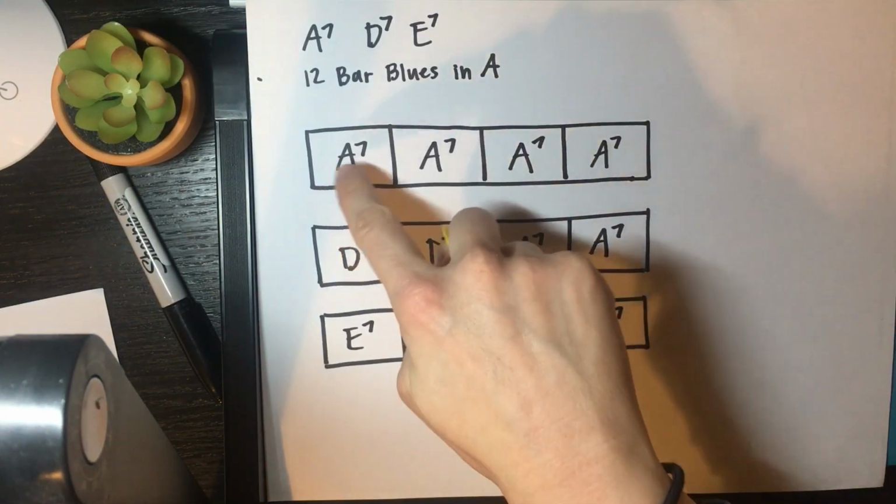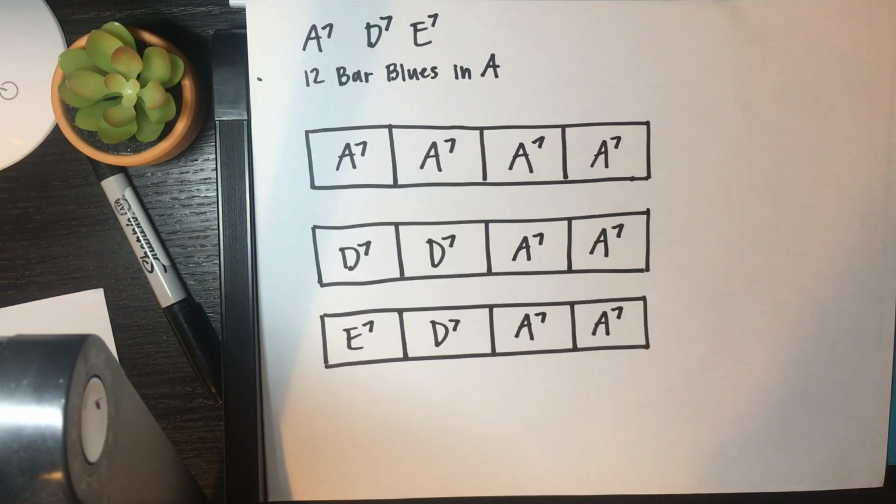This is how it sounds. I'm going to play 4 strums for each measure, so follow along carefully. Pretty simple, right? So that's what a 12-bar blues sounds like.